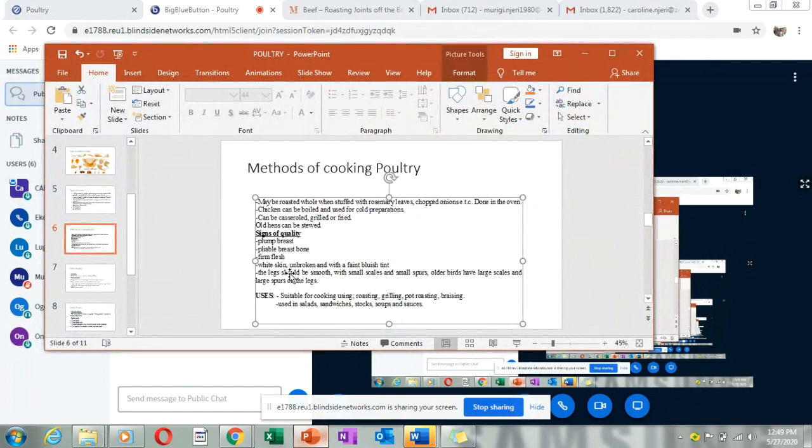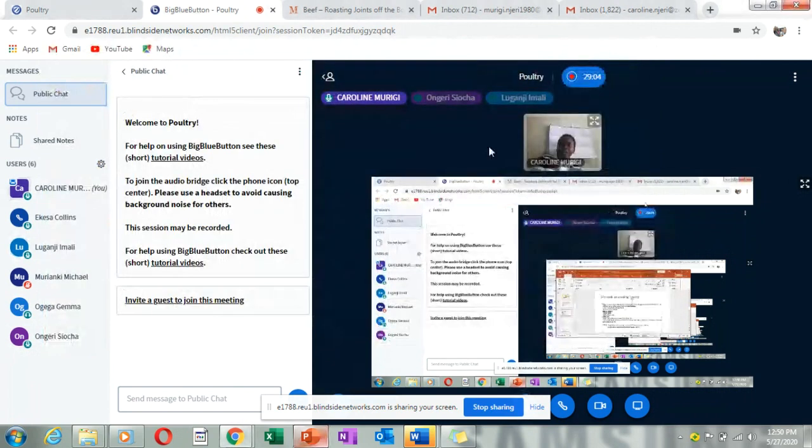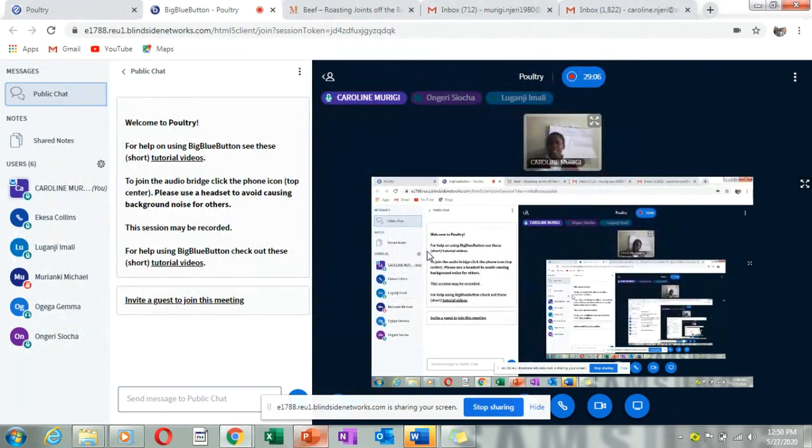and the white skin should be unbroken with a faint bluish tint. The legs should be smooth with small scales and small spurs. But of course, very old hens have large ones: larger, rougher scales and very long spurs.